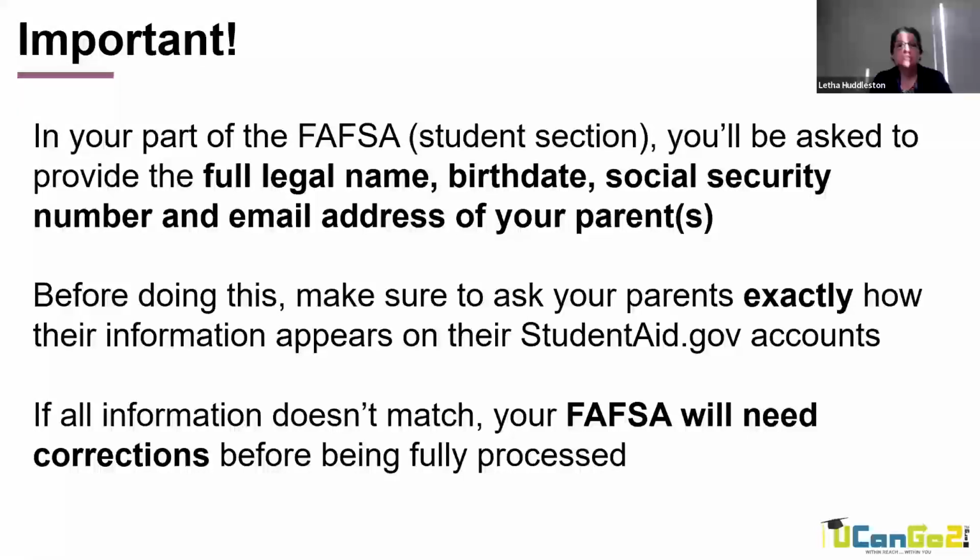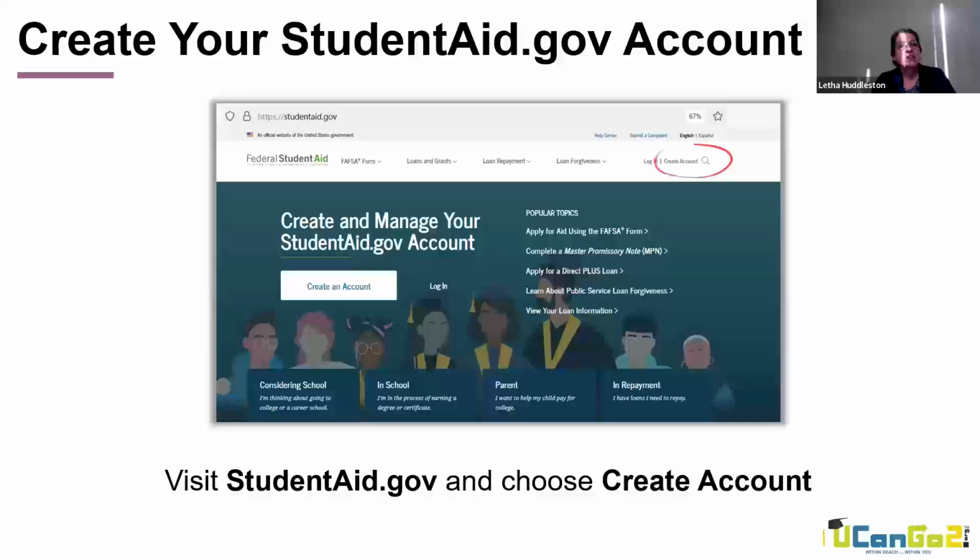Parents need to share with their students the name, birth date, social security number, and email address, because there will be a time in the FAFSA where that has to be entered and it all has to match up. If that student hasn't put in the parent's name correctly or any one of those details, or if the parent hasn't used the correct information for the student, then there's going to be a problem. It won't match them up and the parent won't be able to complete their information. So make sure you share exactly how you used it when you opened up your studentaid.gov account. Otherwise, you'll need to make some corrections before you can continue with the FAFSA.